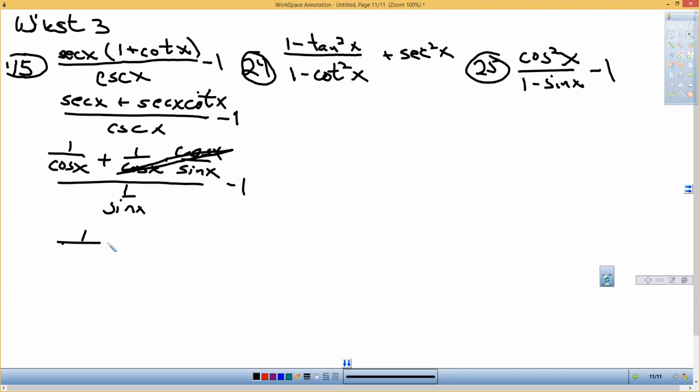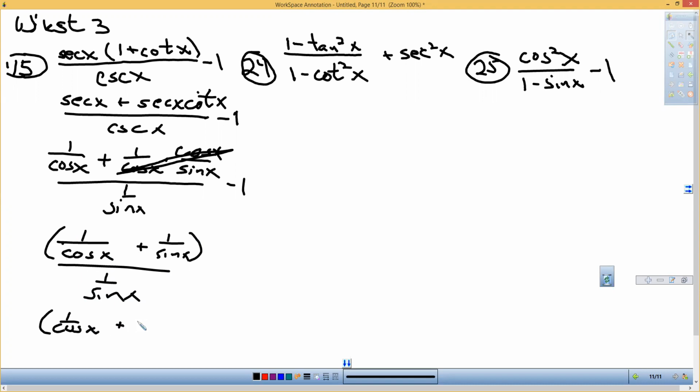So that is going to give me 1 over cosine x plus 1 over sine x all over 1 over sine x. So I have these two fractions in the top divided by a fraction. So I'm going to take this bottom fraction, flip it upside down, and multiply by the reciprocal of the fraction in the bottom. So when I flip 1 over sine upside down, that's going to be sine x over 1. I left my minus 1 off. We're going to keep that with there.